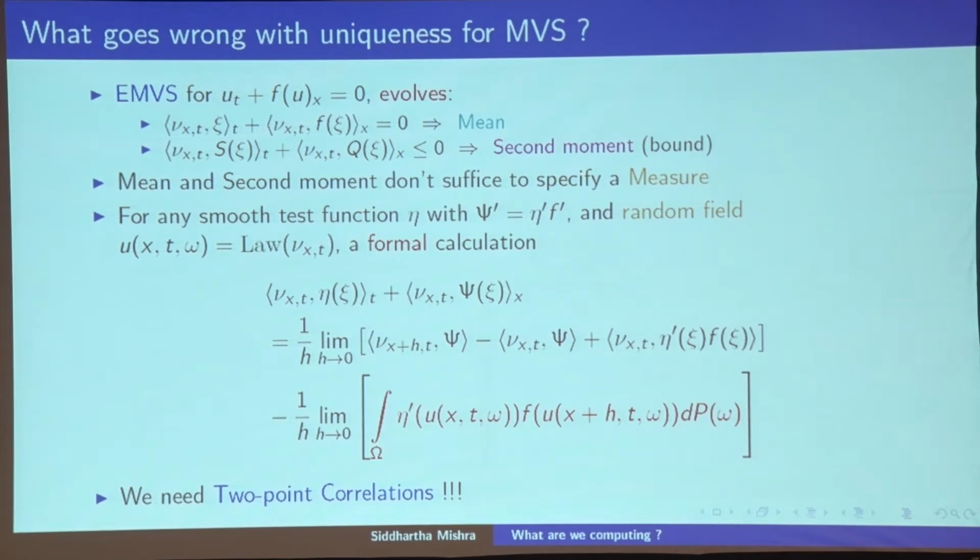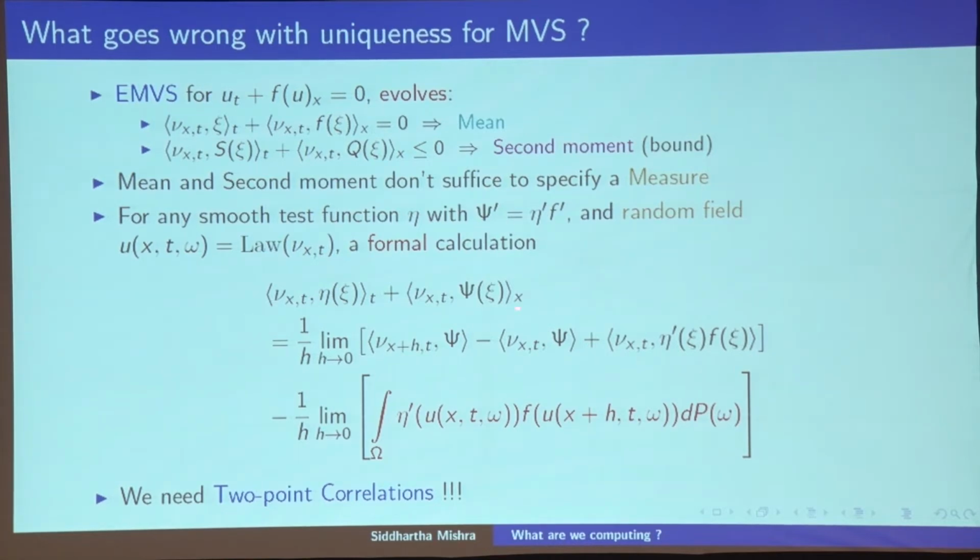Now, anyone doing textbook elementary statistics knows that that's not true. I can always change the higher moments of a measure without changing its mean and second moment. So this simply is not enough to specify a whole measure. On the other hand, if I had a large class of smooth test functions, eta, and if I tried to constrain all these test functions, then I can determine a measure uniquely. Let's try to do that.